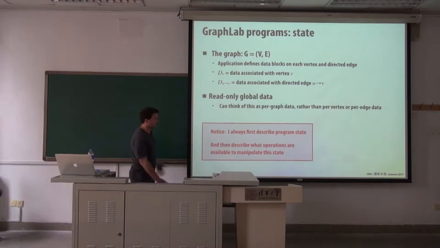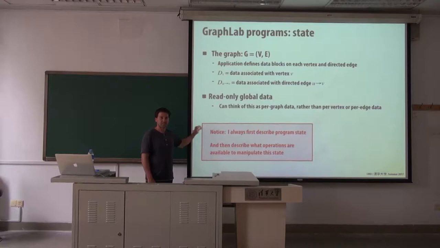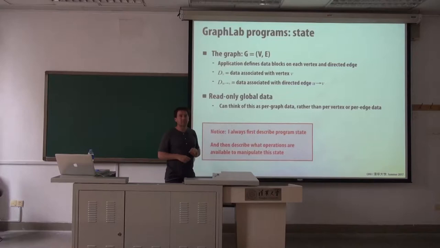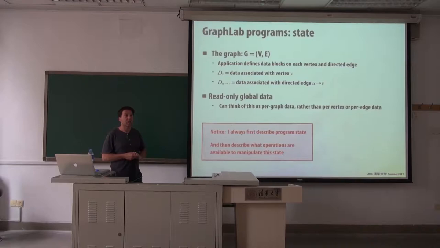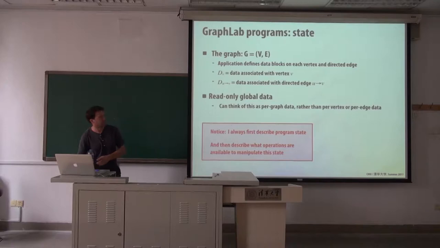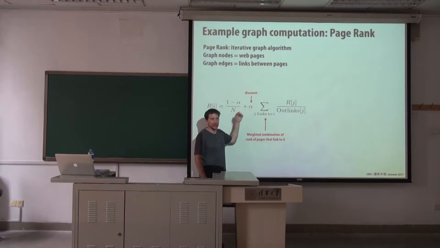Now notice the red text: whenever I start with a system, I've said this before, I always start by describing it to you in terms of what the things are. So in GraphLab, the things are, we have a graph. A graph has vertexes and edges. And the program gets to define, just like in Lisp, what pieces of data are stored per vertex and what pieces of data are stored per edge. And then like most programs, there are probably some read-only global variables. An example of a read-only global variable might be the coefficient alpha in PageRank. It has nothing to do with the graph, but my program has to access that value.